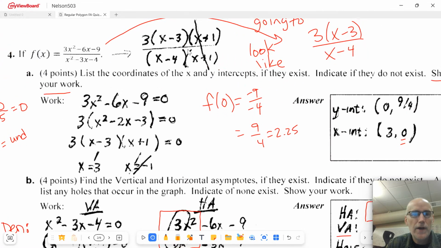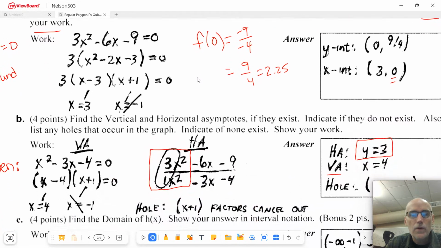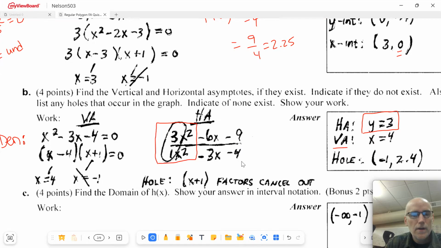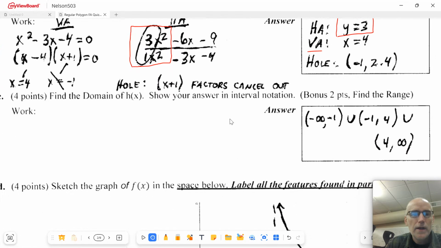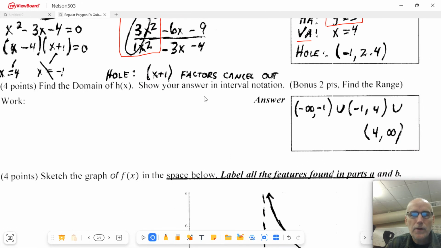work up here, that you factor the numerator and the denominator, you look for common factors. If there are no common factors, there isn't a hole in the graph, right? All right, so that takes care of the horizontal asymptote, the vertical asymptote, and where the hole is. You gotta find that y value. Okay. Now find the domain of h of x.